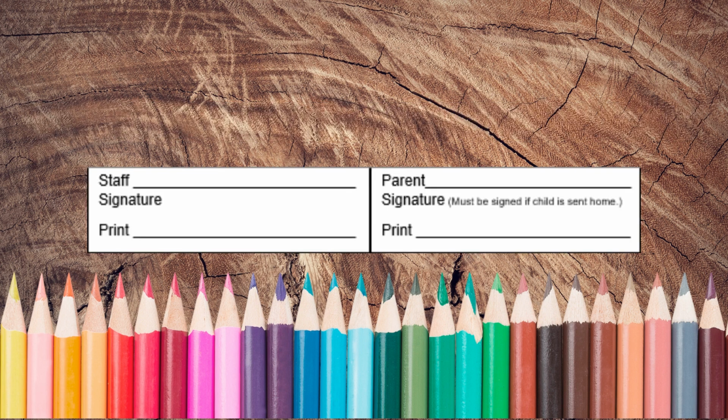In the staff signature and print box, the staff sign the oops and print their name so central office staff can identify who completed the form. In the parent signature and print box, the parent can sign the form and print their name so central office staff can identify who was informed of the oops. This is only needed if the child is sent home or if the area supervisor has requested staff give the oops to the parent and get a signature.